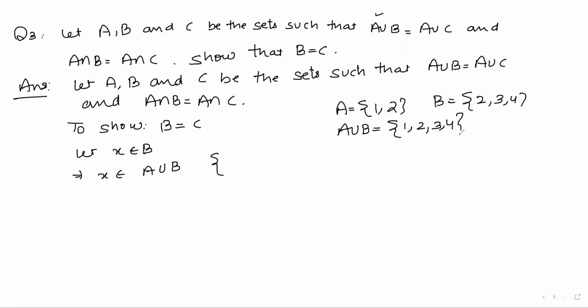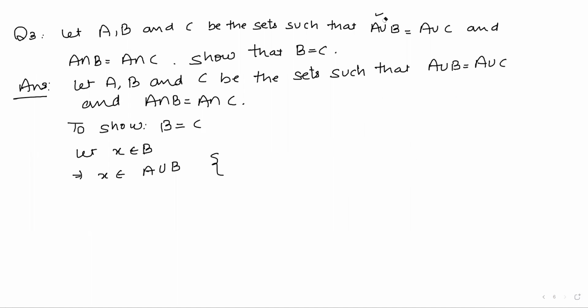Safan, I know this is boring and difficult, but we need to complete all these questions up to 12. Now, suppose 4 belongs to B, then 4 also belongs to A union B, because A union B has all the values present in A and B. So if a value is there in B, then it should be present in A union B. So we are saying that this X belongs to B, that's why it should belong to A union B, because B is a subset of A union B.